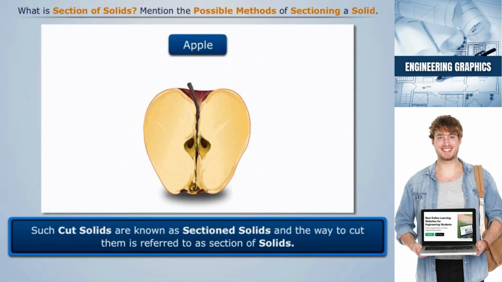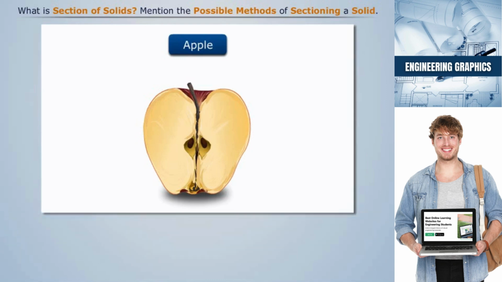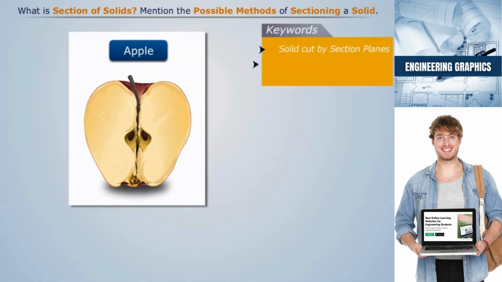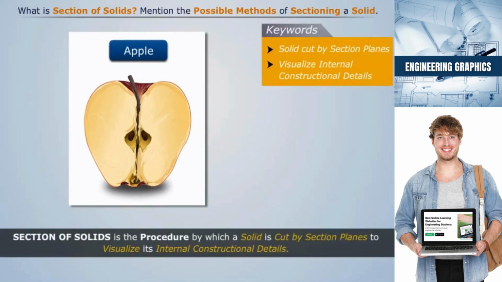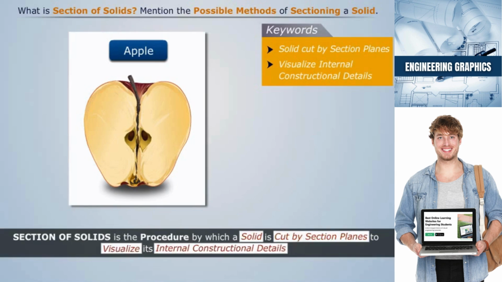Such cut solids are known as section solids, and the way to cut them is referred to as section of solids. Thus, we can say that section of solids is the procedure by which a solid is cut by section planes to visualize its internal constructional details.